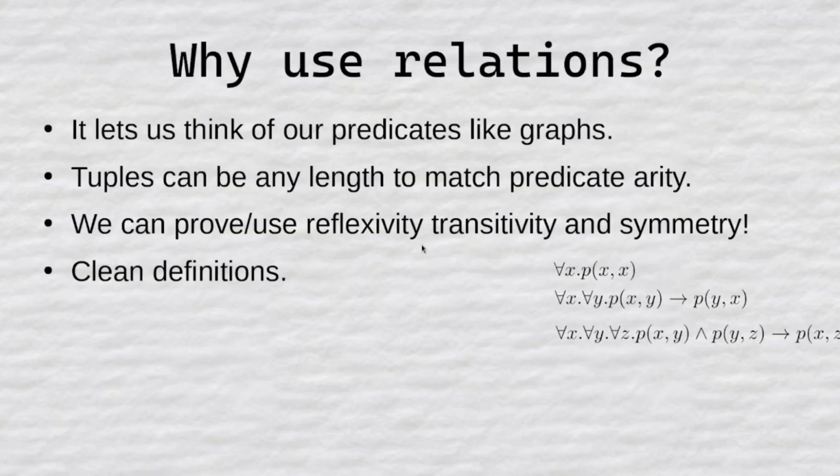So why do we use relations for predicates? Well, especially in the context of binary predicates, it allows us to think about predicates like graphs, which is really useful, and with that we can get stuff like reflexivity, transitivity, and symmetry to be proved or used in our proofs. Relations are built off tuples, and tuples can be any length, so we can have any predicate arity. We're not limited to up to 5 arity. And also, as we'll see later, the definitions we use to define these predicates in our models can be really concise. They can just be, x such that our definition of x is true.